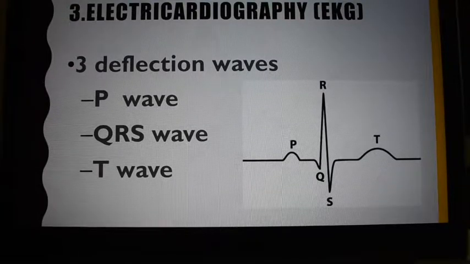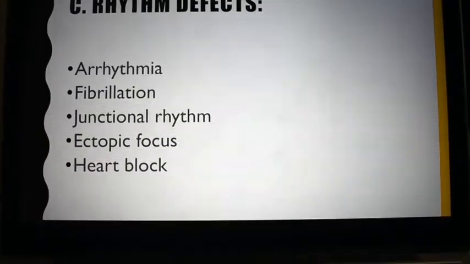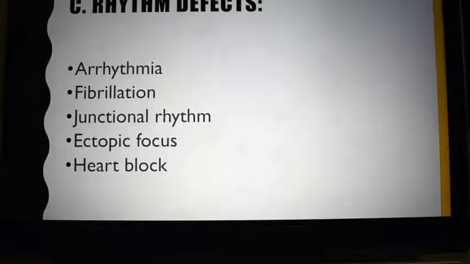And this entire wave happens over and over. So these are the types of rhythm defects that can happen in your heart. We're going to go through it, and I'm going to talk a little bit about what happens in these situations. So an arrhythmia is when the electrical impulses in the heart do not work properly.